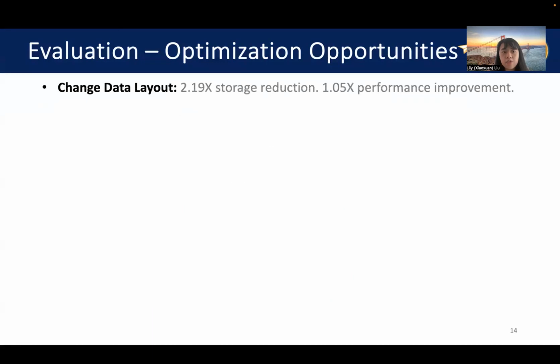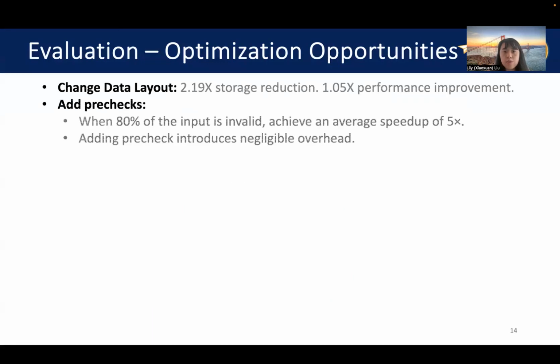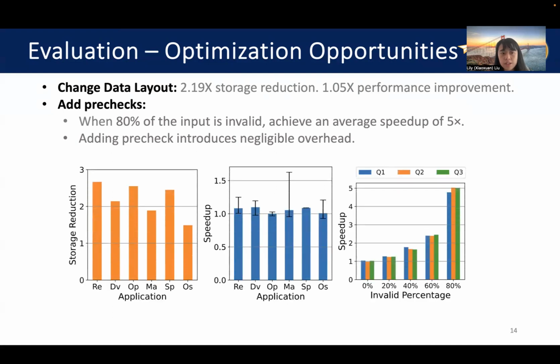With the extracted constraints, we use them to do the optimization. The first one is changing the data layout, and we find that it can reduce the storage for those columns by about 2.19x. It can also improve the performance a little bit. For adding the pre-check, because we don't have real-world user input, we simulate it. When 80% of the input is invalid, we can have an average speedup of 5x, and adding the pre-check introduces negligible overhead.